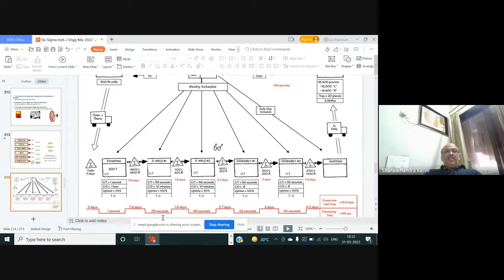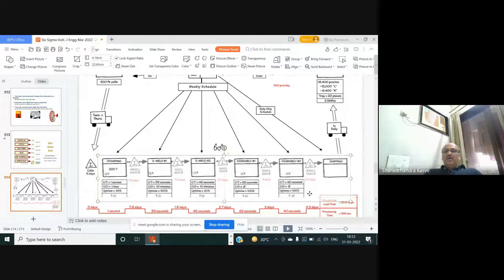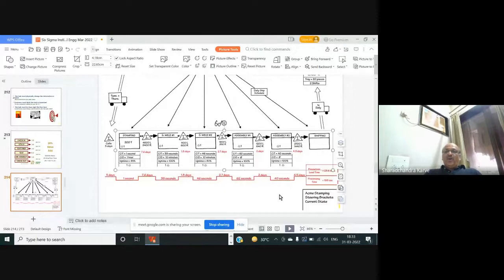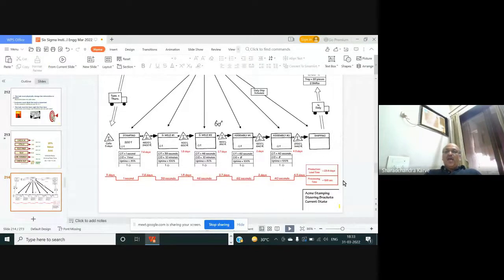Now the second step is welding, welding 1 and welding 2. Welding 1 is just 39 seconds, but for its turn to come, it is waiting for 7.6 days in the process. So what we are trying to find out is the value added activity, the processing time or actual production lead time. The production lead time is 23.6 days, out of which the processing time is only 188 seconds.